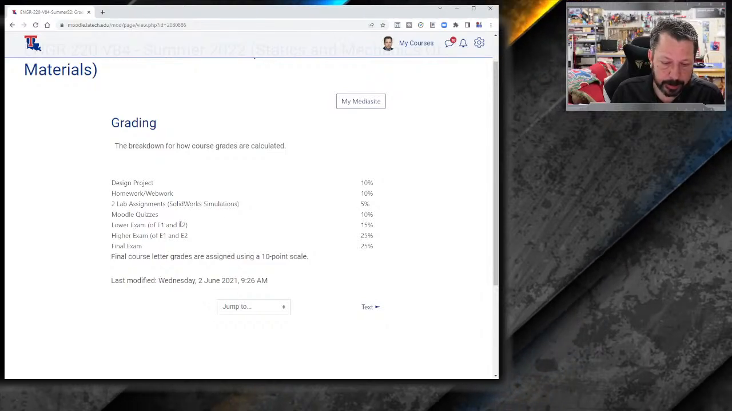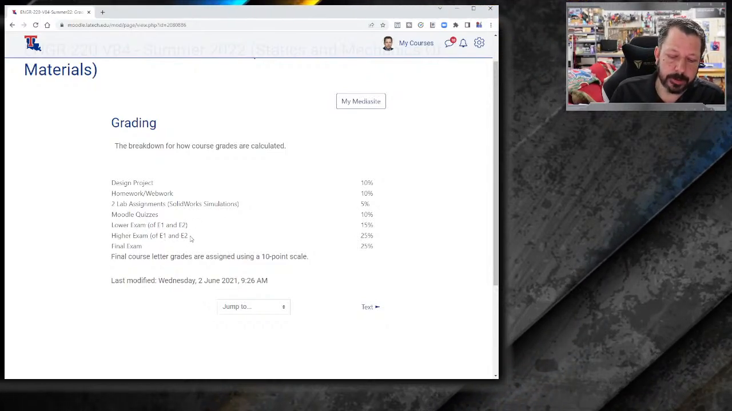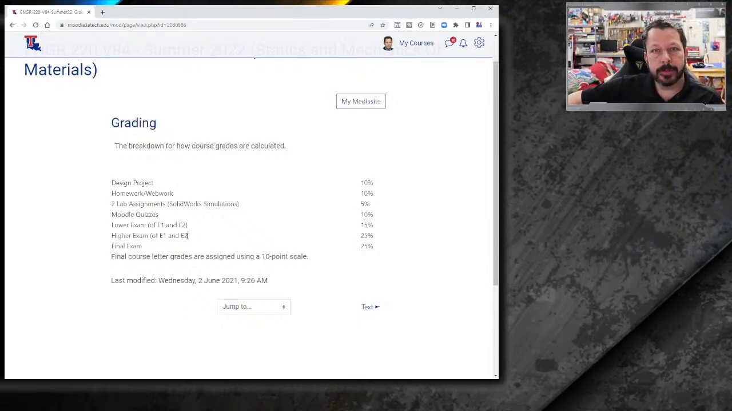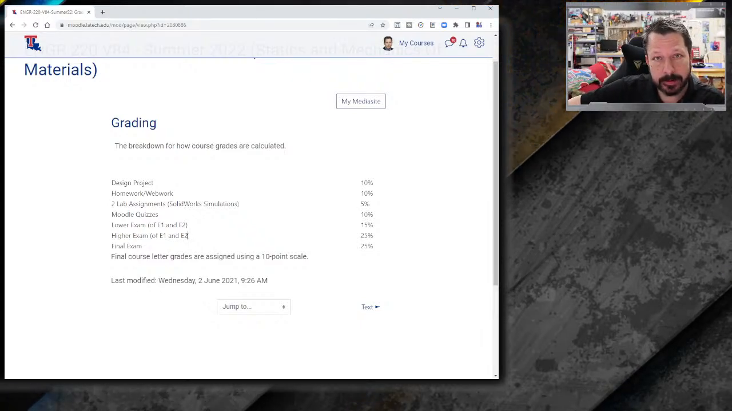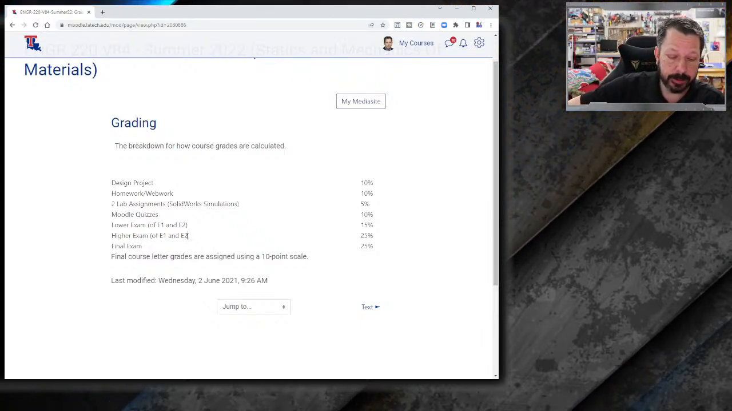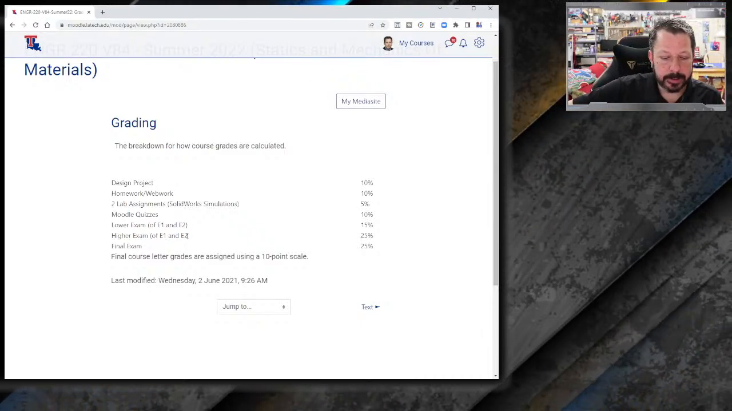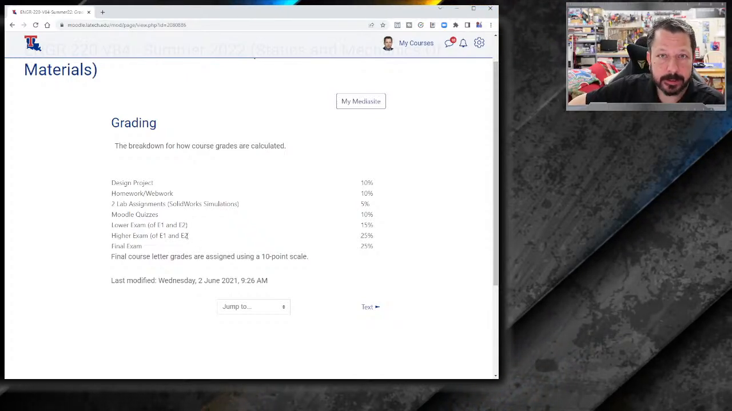I've got E1 and E2. Oh, I'm missing a parenthesis there. E1 and E2 are exam 1 and exam 2. Whichever of those you do worse on, the lower exam, will end up counting 15% of your grade. Whichever one you do better on will count 25% of your final grade. The final exam is a separate exam. It counts 25% no matter what.